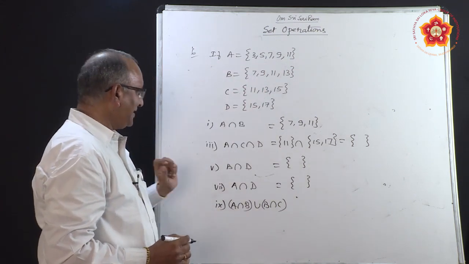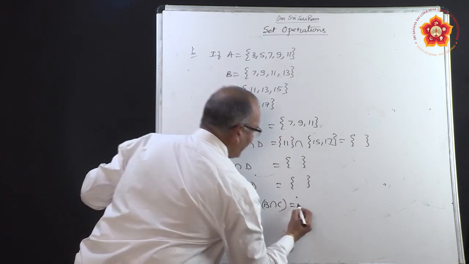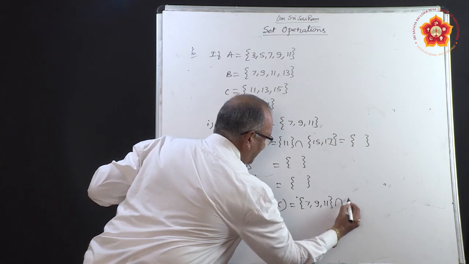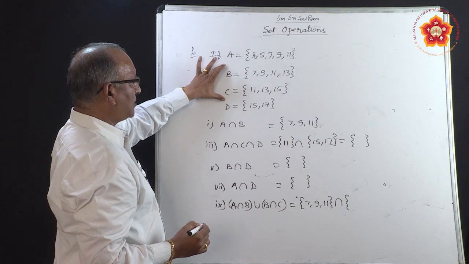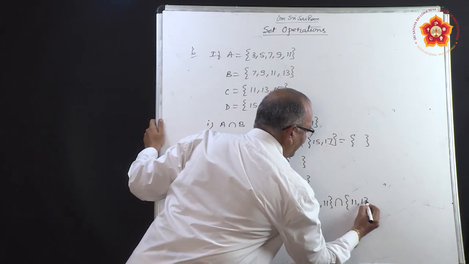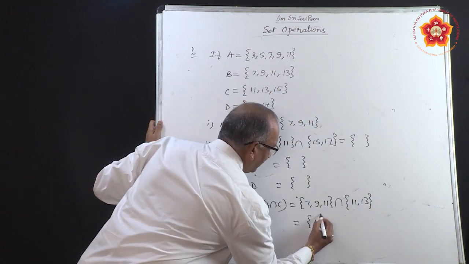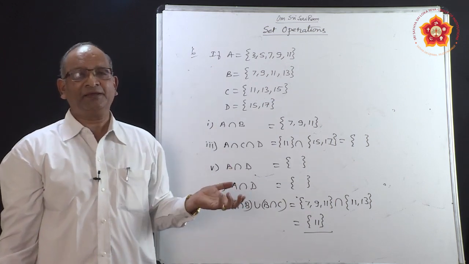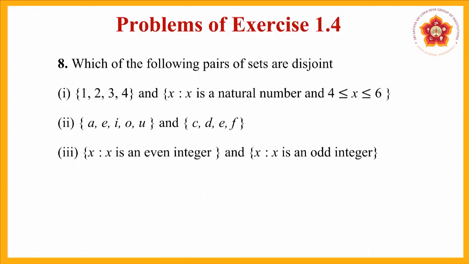Lastly, he says A intersection B intersection C. We already got A intersection B as 7, 9, 11. B intersection C: in these two, what is common? You can find that two elements are common, 11 and 13. Now take what is common between them, the answer is 11. So this is the answer. In this way, problems connected to intersection can be solved. Let us move to the next.